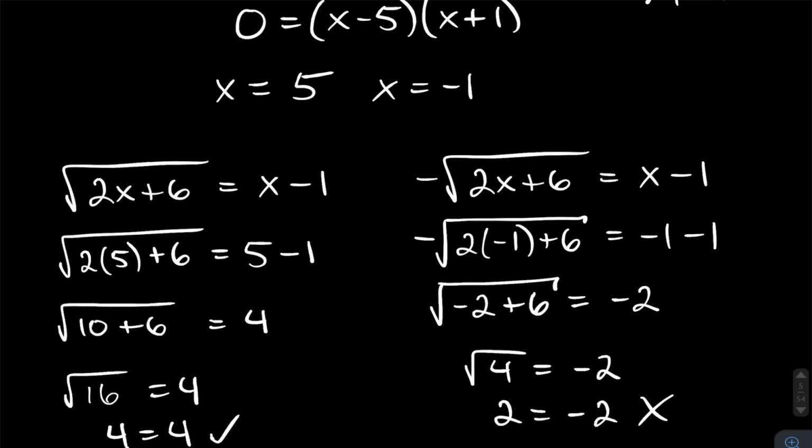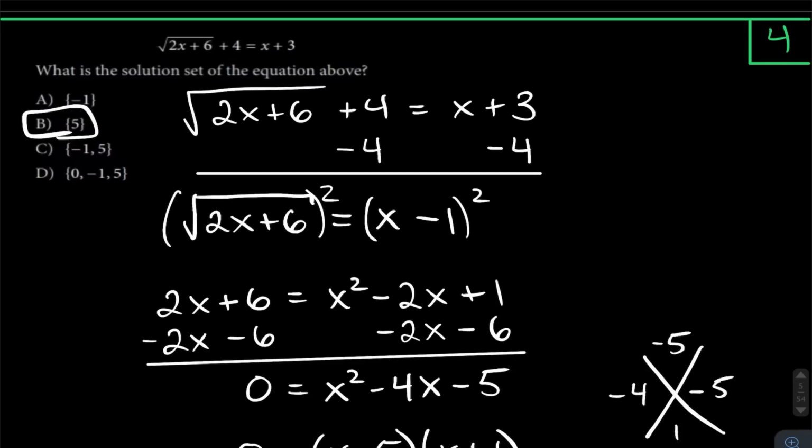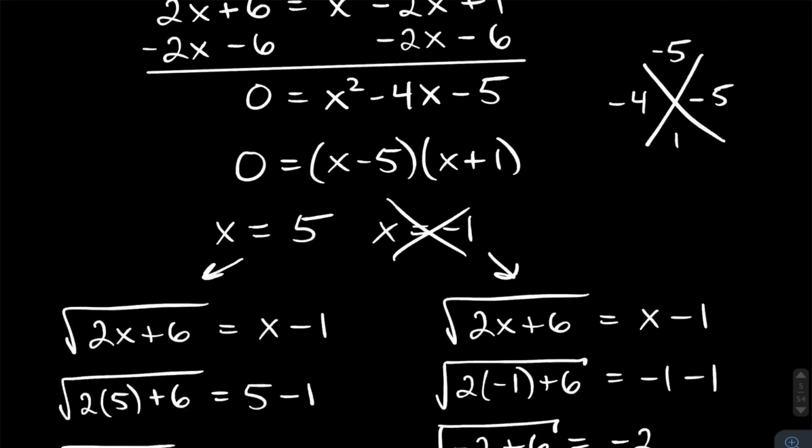So that's where the plus or minus, that's the whole idea, was from squaring. That's why we got this extra -1 in there. But now we know that that is not our solution. So all we have is that the answer is B, which is just 5. Okay? Awesome.